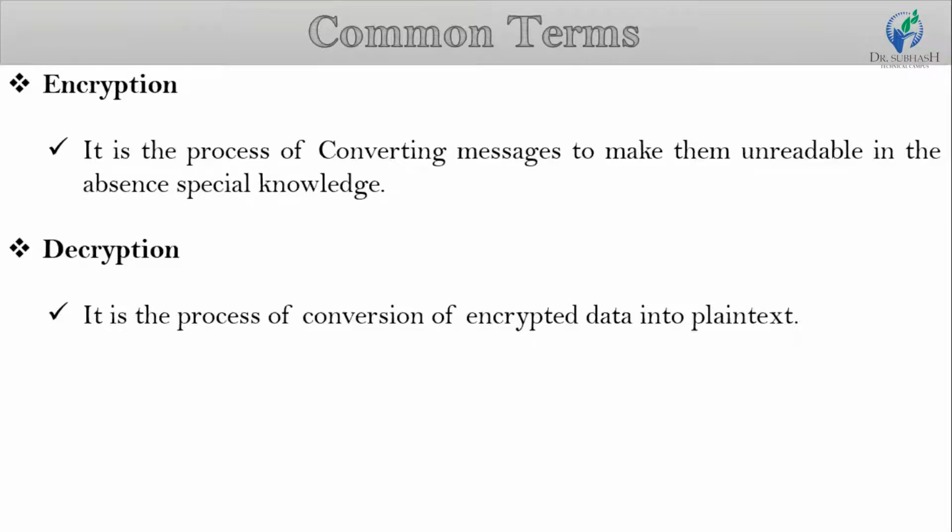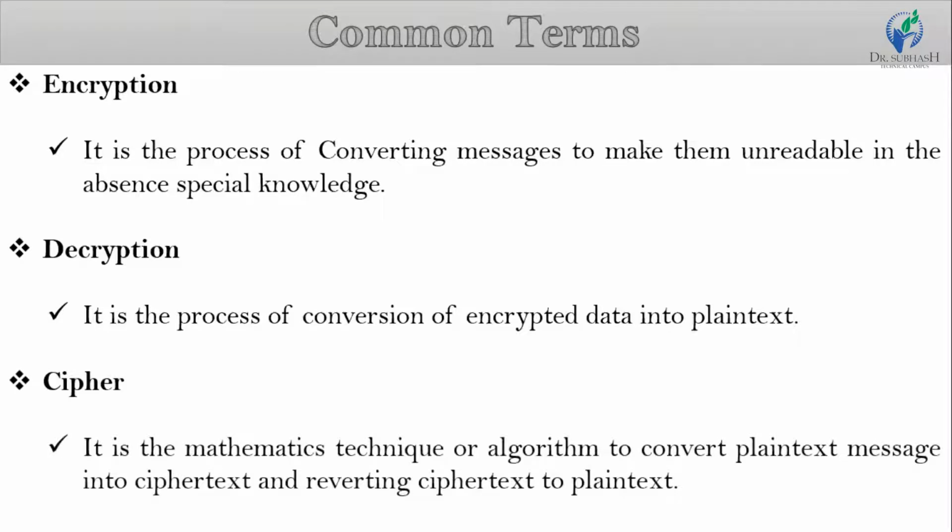Now, next term is a cipher. A cipher is the mathematical technique or algorithm to convert a plaintext message into ciphertext and revert ciphertext to plaintext. So, in simple words, it is a programming code or algorithm, or we can say a mathematical technique, which converts a plaintext message to a non-readable message, or reverts a non-readable message or ciphertext to a readable message. So I hope you can understand these basic terms.